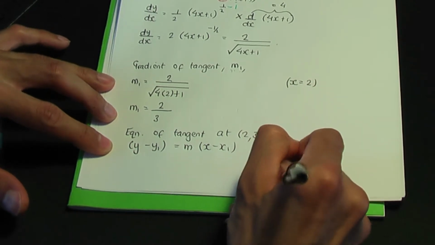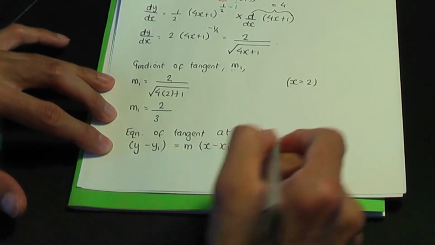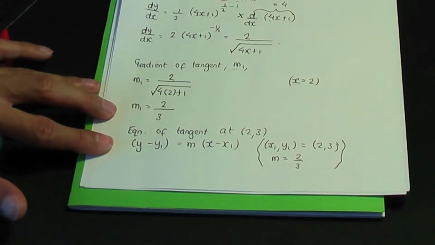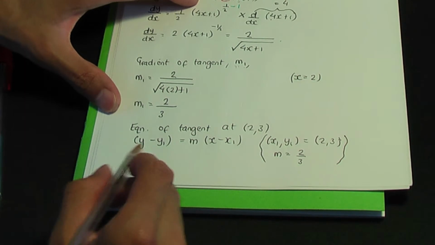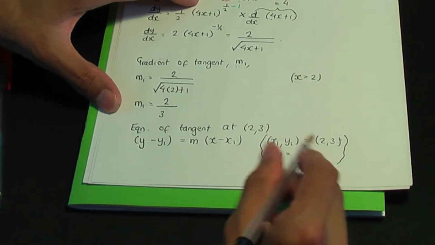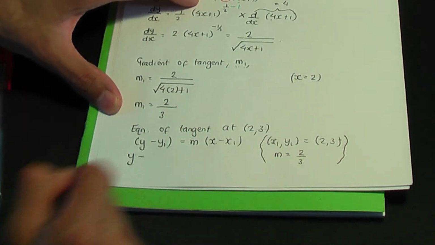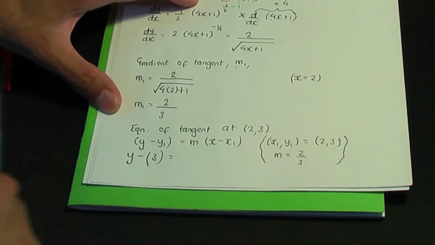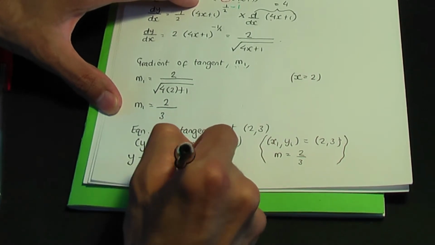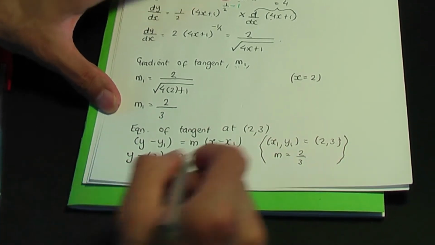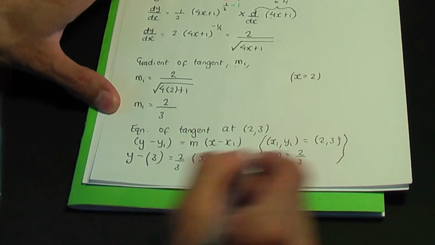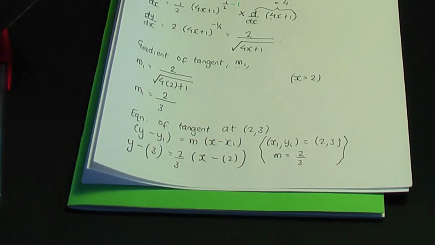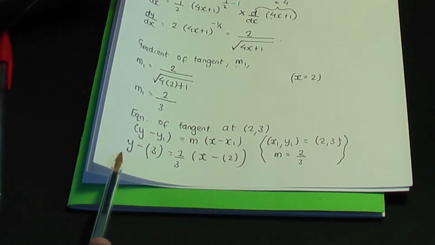And in this formula, m, the gradient, is 2 over 3. So that being the gradient of our tangent. Okay? So if I replace this data in our formula, we're going to have y minus y1 is 3. That is equal to m, the gradient of the tangent, is 2 over 3, into x minus x1, and x1 is 2. Okay? So let me expand this.